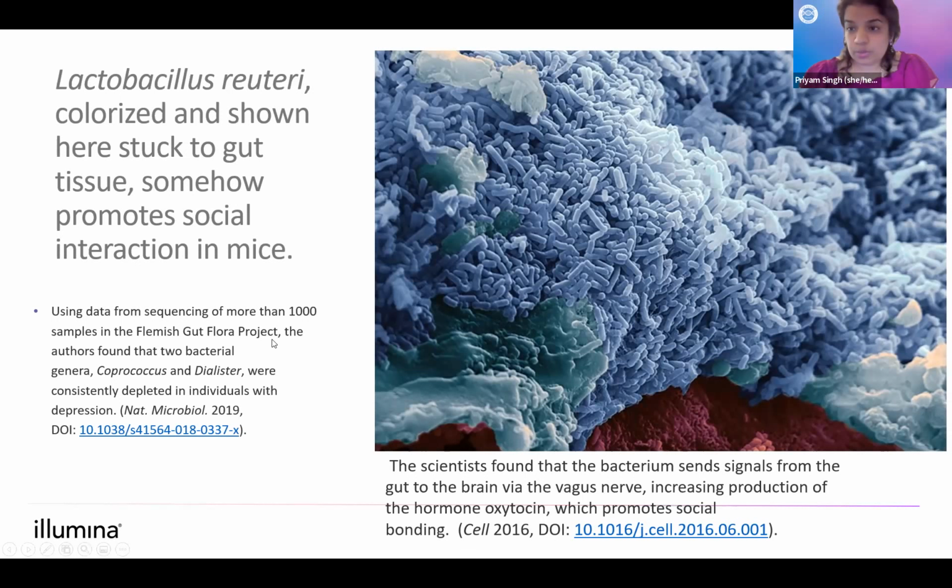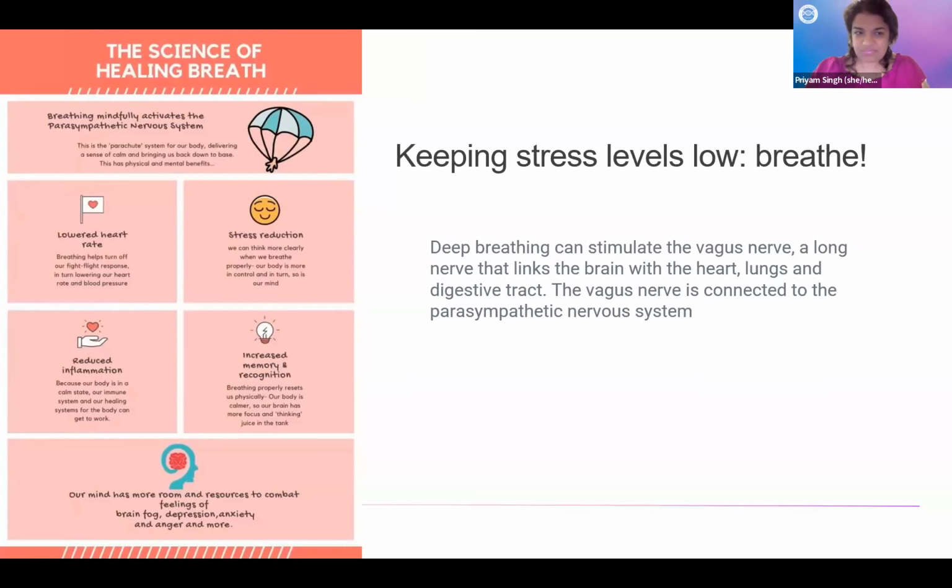But when it comes to human subjects, there's this one project called the Flemish Gut Flora Project, where they took 1,000 human samples. What the authors found is that there are 2 specific species of bacteria, Coprococcus and Dialister, which are consistently depleted in individuals that have depression. So there's a very high correlation that if you're depressed, you don't have these 2 bacteria. There's a lot of research happening in this area. There are companies being formed, and there's also a lot of hype. So how do we solve human disease problems using bacteria?